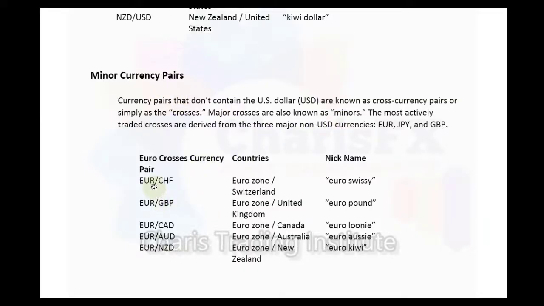Typical example is when you have the Euro paired with the CHF. This is literally the Eurozone paired with Switzerland. This is Euro Swissy. This is a minor currency.